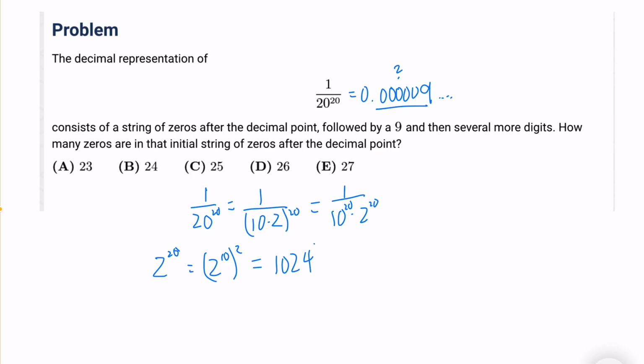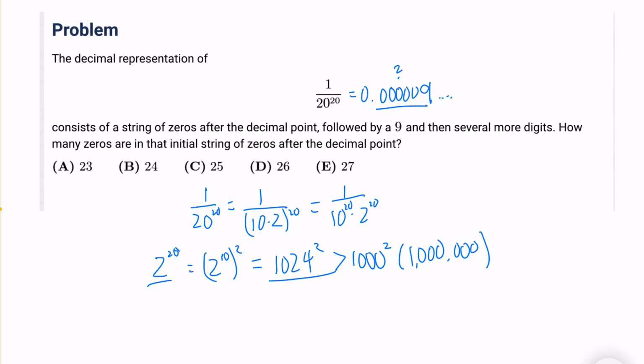And then that squared. We don't know how big 1024 raised to the second power is, but we know that it is greater than 1000 squared. And 1000 squared has 1 and then 6 zeros. So that means that 2 to the 20th definitely has more than 6 zeros.